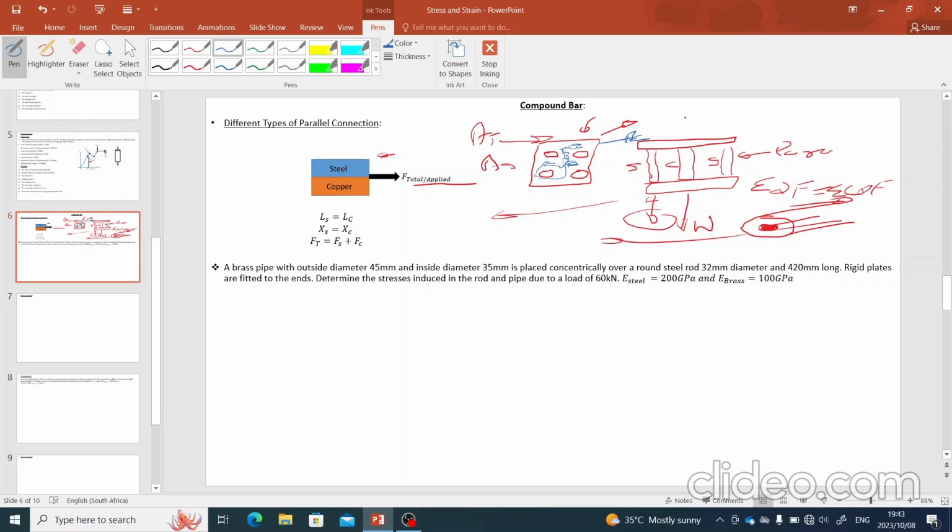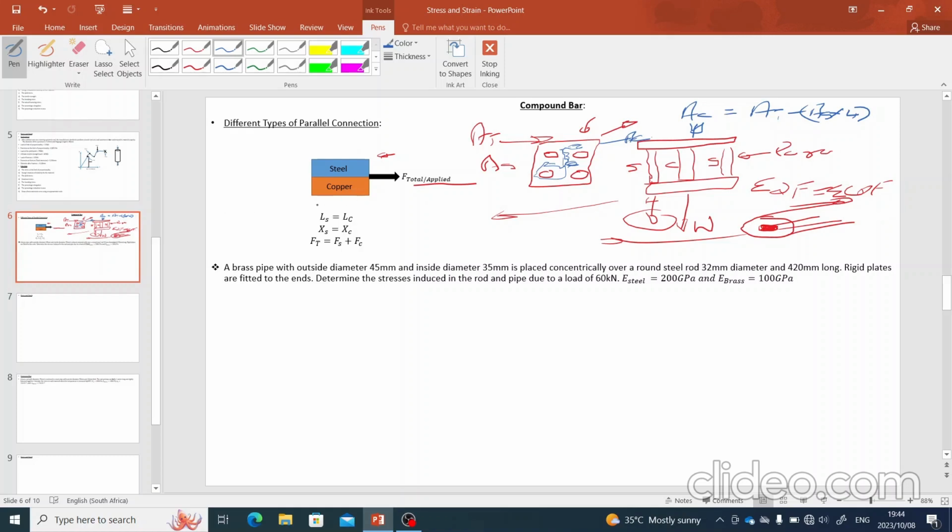In getting this one, the area of concrete will be the area total minus the area of the reinforcement steel. And if you are having four of them, that means it will be multiplied by 4 here, isn't it? Then you get the area of that concrete. Then you can use this area of concrete and the area of steel to calculate the stresses in that parallel connection.